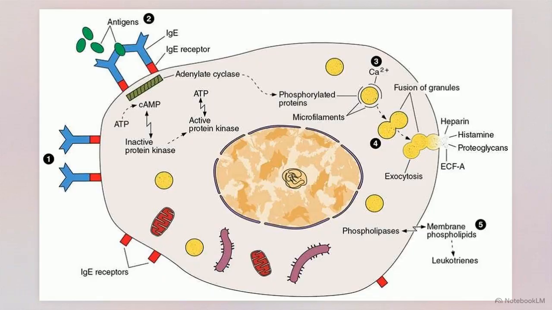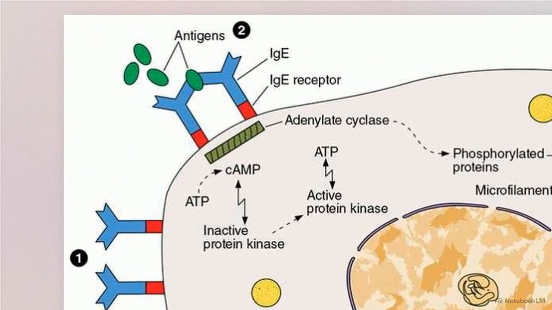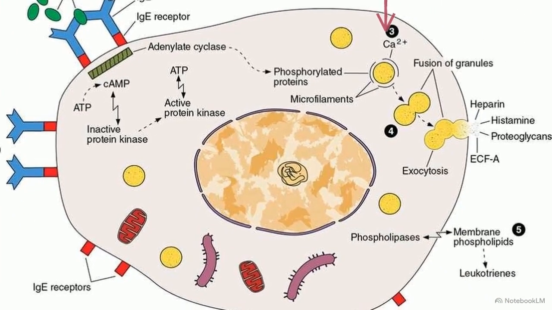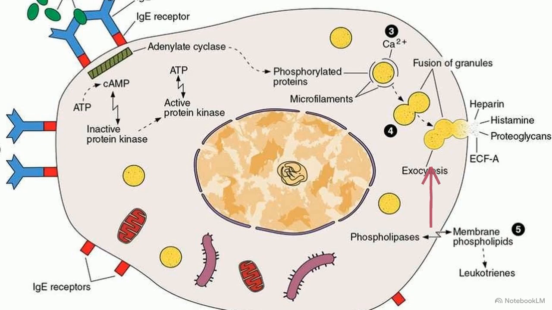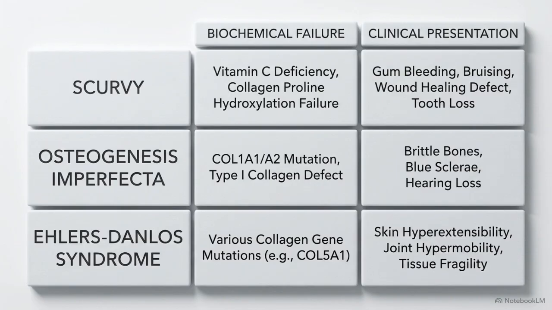This diagram illustrates the mechanism. Primary exposure to an allergen causes B cells to produce IgE antibodies, which bind to receptors on the mast cell membrane. Upon secondary exposure, the green antigens cross-link those specific IgE receptors. This immediately triggers massive calcium entry, leading to the rapid fusion and exocytosis of the granules, dumping vasoactive mediators directly into the local microenvironment. This extracellular matrix acts as a preloaded biological tripwire, capable of triggering an instant systemic inflammatory cascade.